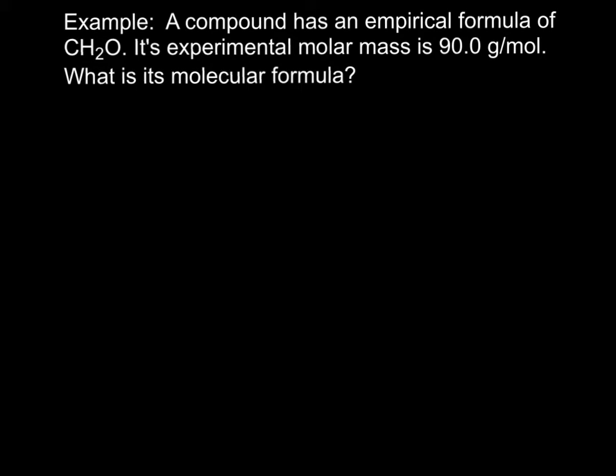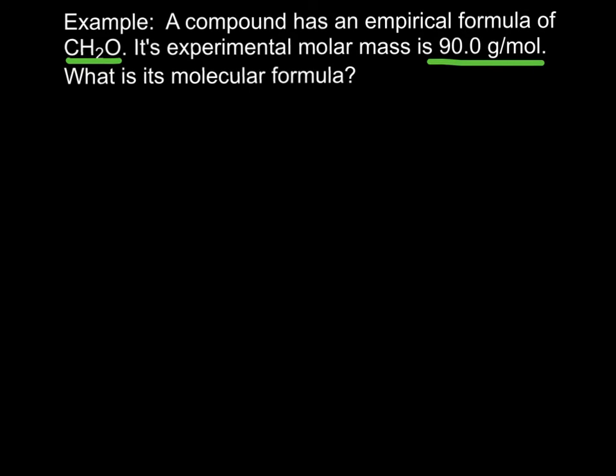All right, let's take a look at this problem. In this problem, we are given an empirical formula of CH2O. And we're told that the molar mass of the molecular formula is 90 grams per mole. So half the battle is there. If you look at your rules, the first step is that if you don't have the empirical formula, you need to calculate it. Well, we're given the empirical formula, so that's all taken care of for us.